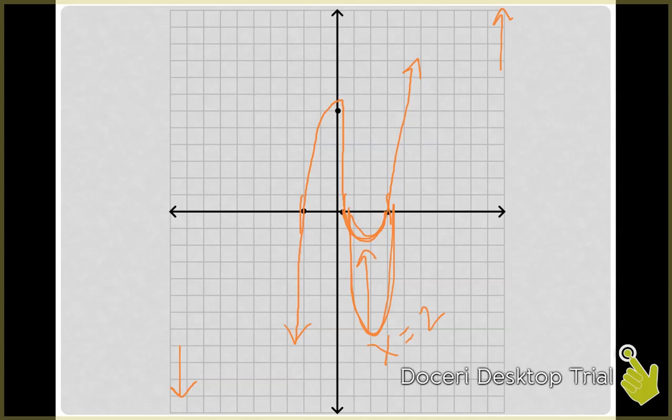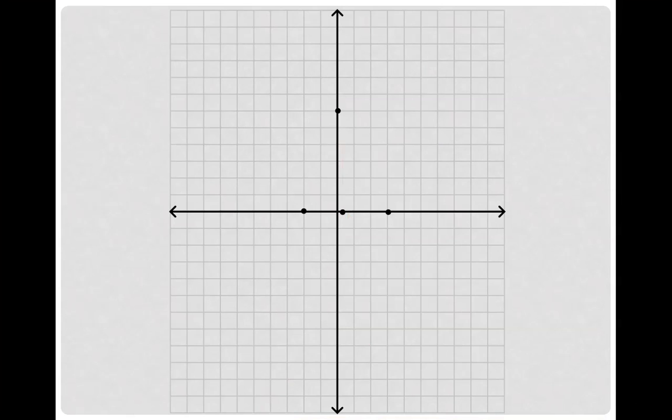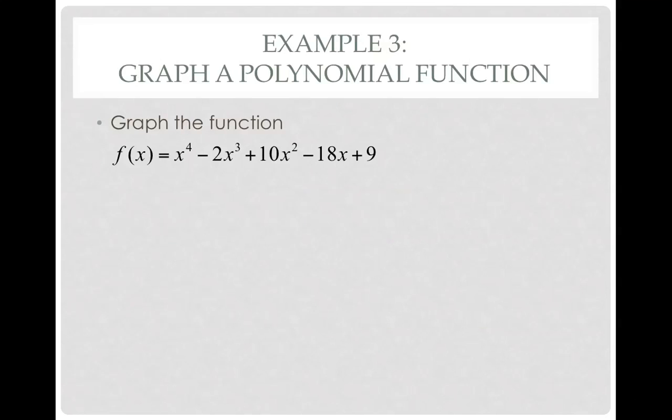But in general, I can now graph this polynomial based on the fact that I have to go straight through at each of my x-intercepts. I have to go through this y-intercept as a point, and I have to make sure my graph ends up with end behavior that goes down on the left side and up on the right side. Okay, so there's the graph. All right, let's take a look at another one.